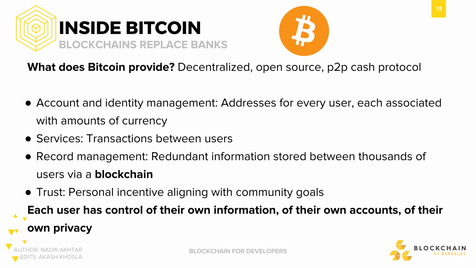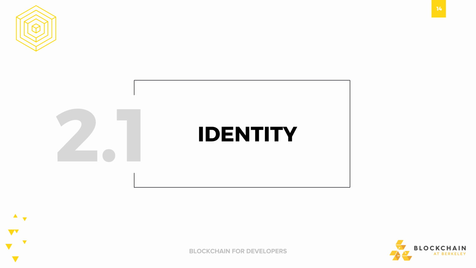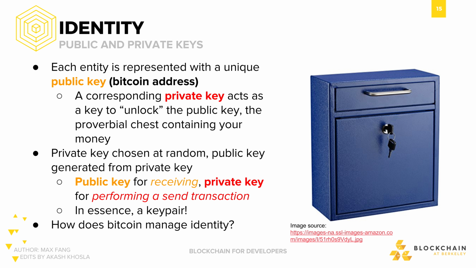So let's talk about identity. There's something called a public key and a private key. In Bitcoin, every single address is essentially a public key at its fundamental core. You have a corresponding private key that will unlock what's under that public key. So say you have an address, your public key, and it has Bitcoin in it. In order to use that Bitcoin, you need the private key.